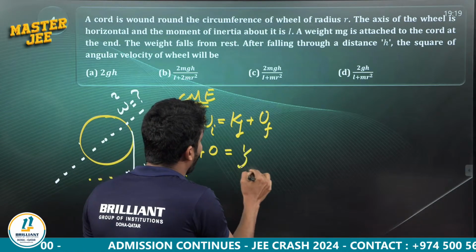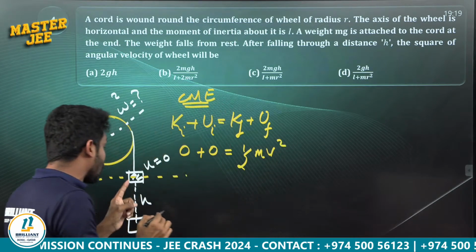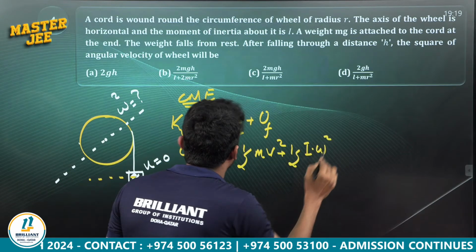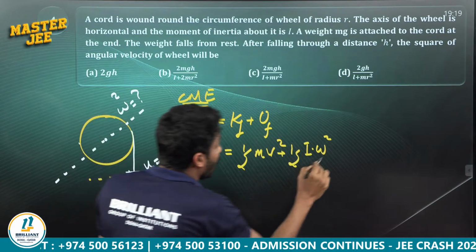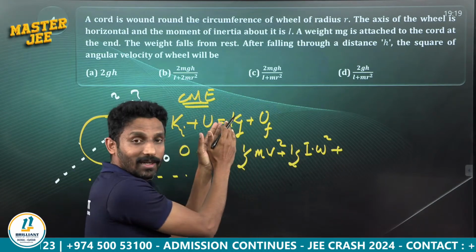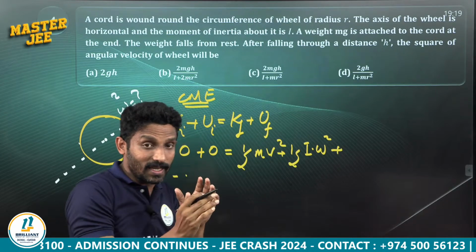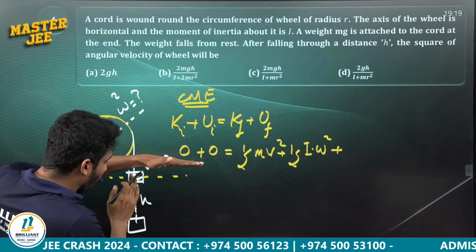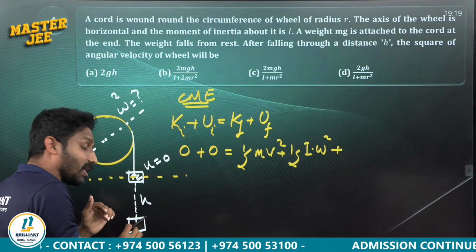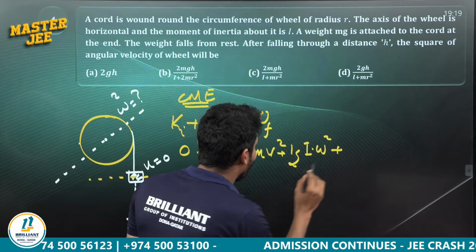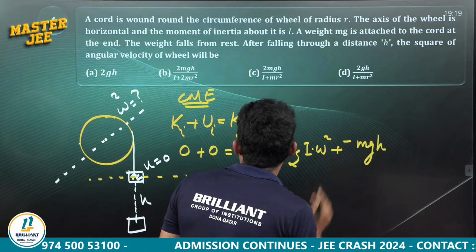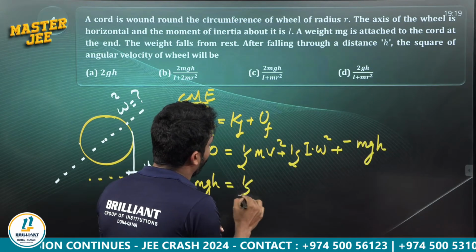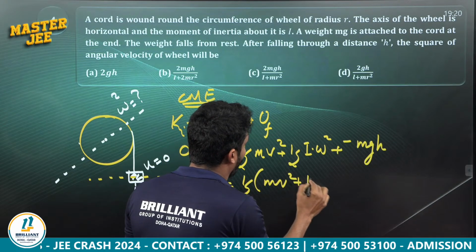Then what about the final kinetic energy? Final kinetic energy is half into m into v square, the kinetic energy of this mass, plus half into I into omega square, the kinetic energy of the wheel. These two terms are the final kinetic energy. Now what is the final potential energy? This weight has been lowered by h distance from the zero potential energy level position. Then its potential energy now is minus mgh. Now we take this negative term to the left side, we get mgh is equal to 1 by 2 times mv square plus I omega square.